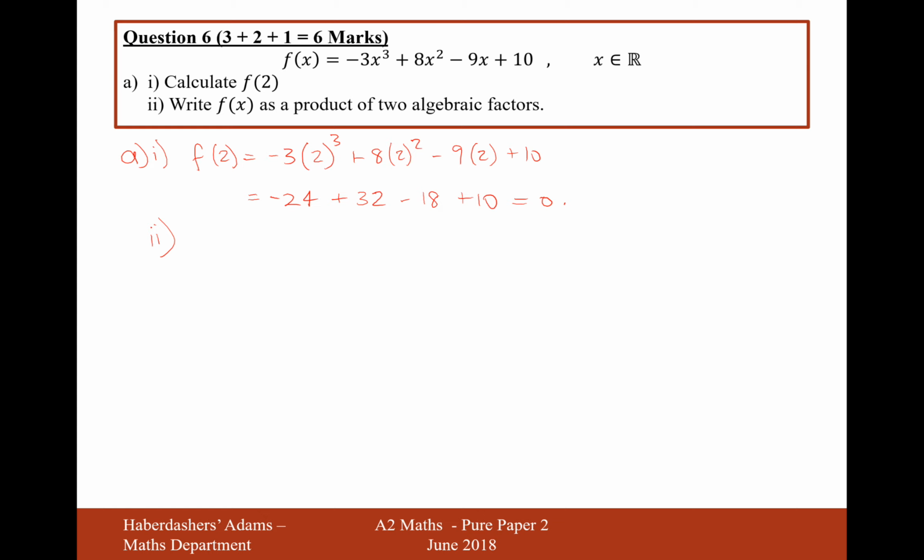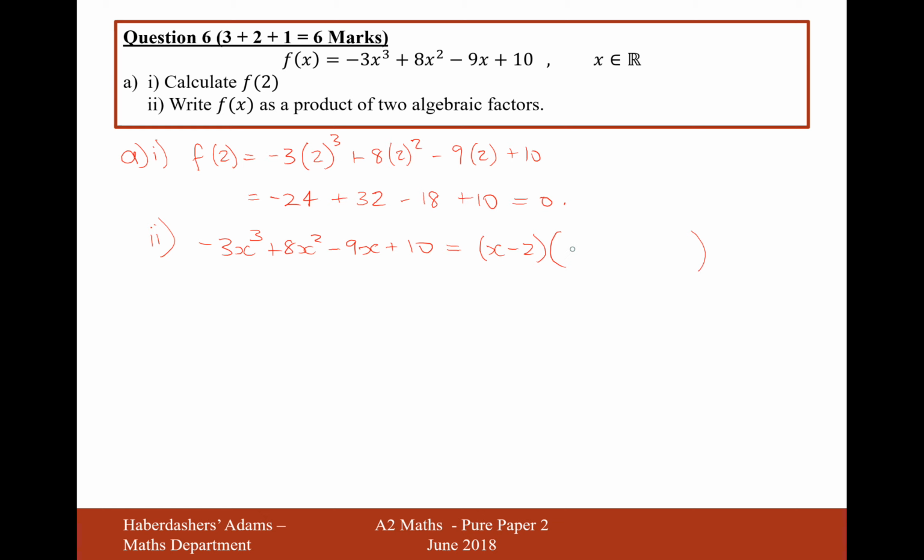Write f of x as a product of two algebraic factors. So, minus 3x cubed plus 8x squared minus 9x plus 10. Now, by the factor remainder theorem, if we've got a remainder of 0, or f of x equals 0, then that x value is a root. So, one of our brackets can be x minus 2. That's what the first part has told us. Now we need to work out what's going to go inside this second bracket.